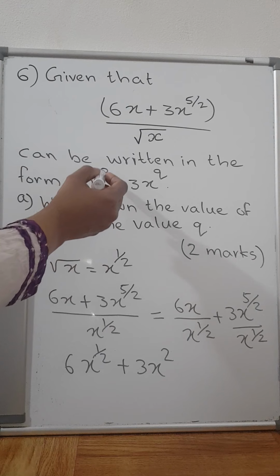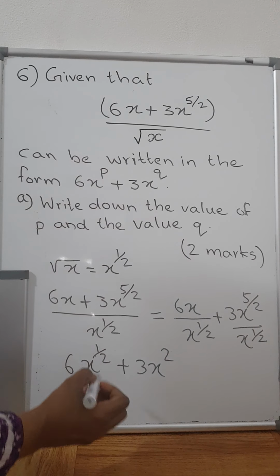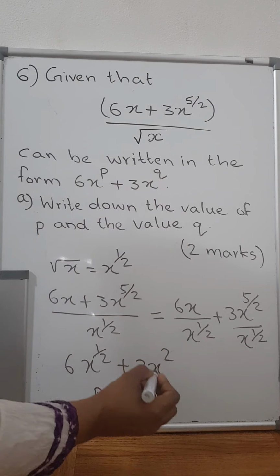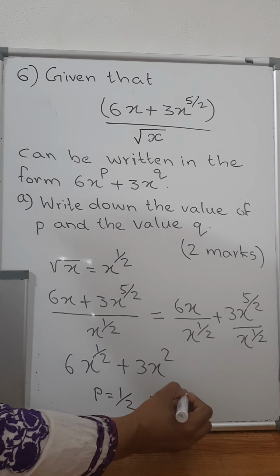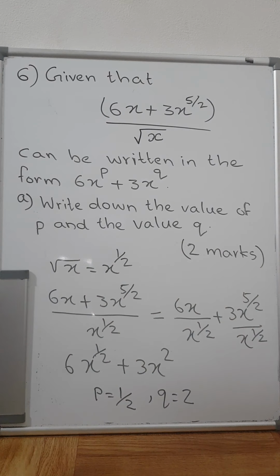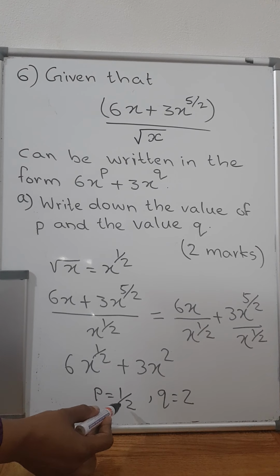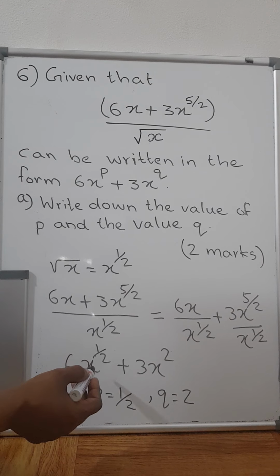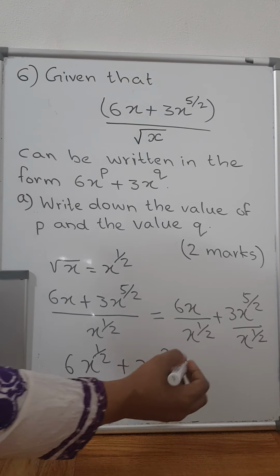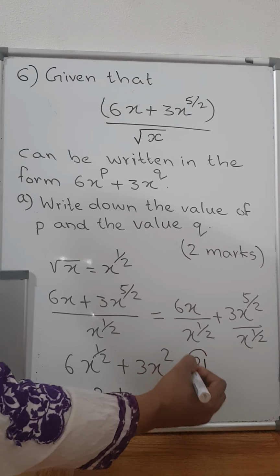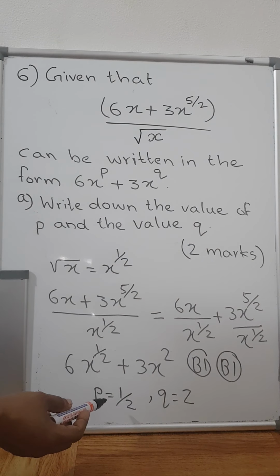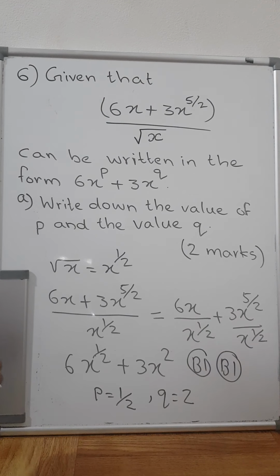Now you see 6x to the power p. So p is equal to half. 3x to the power q. So q is equal to 2. The question carries 2 marks. The first mark is for finding p is equal to half and second one for finding q is equal to 2. You can either write as 6x to the power half plus 3x square. Then you will be getting your 2 marks, B1 and B1. Both are independent marks. Or you can write p is equal to half and q is equal to 2.